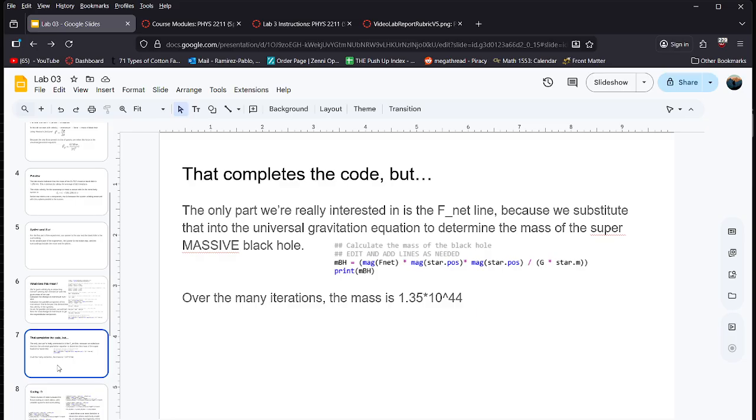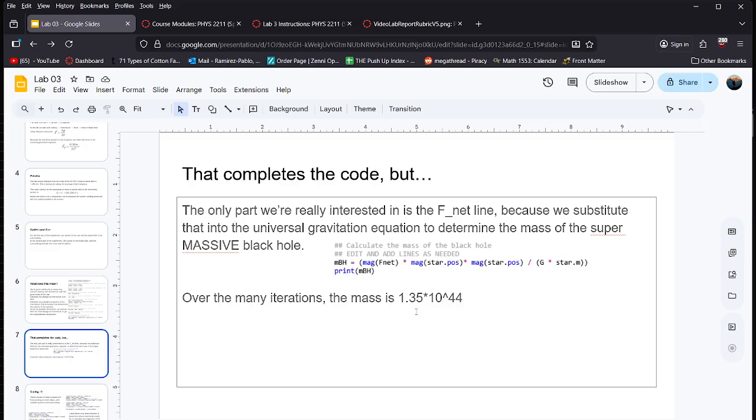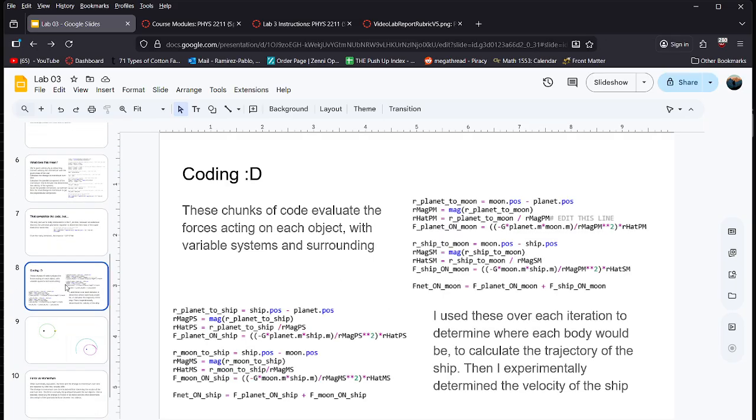That completes the code, but the only part we're really interested in is the F net line, because we substitute that into the universal gravitation equation to determine the mass of the supermassive black hole. And this is pretty much it. We have the universal gravitation equation here, but it's rearranged so that everything else is on the right side, while on the left side we have the mass of the black hole. Over the many iterations, it was 1.35 times 10 to the 44.